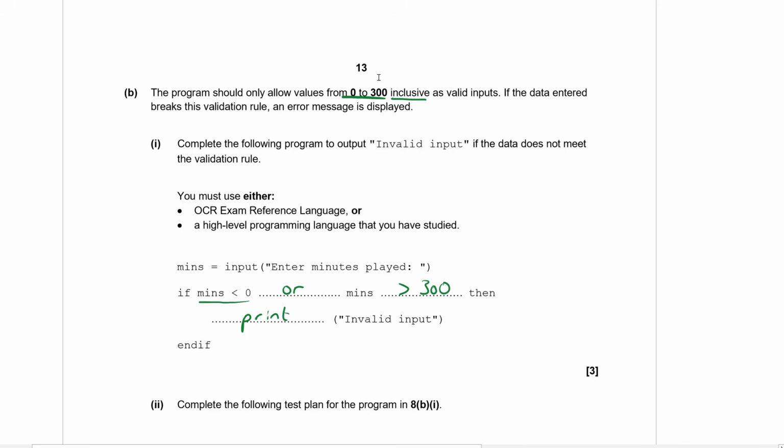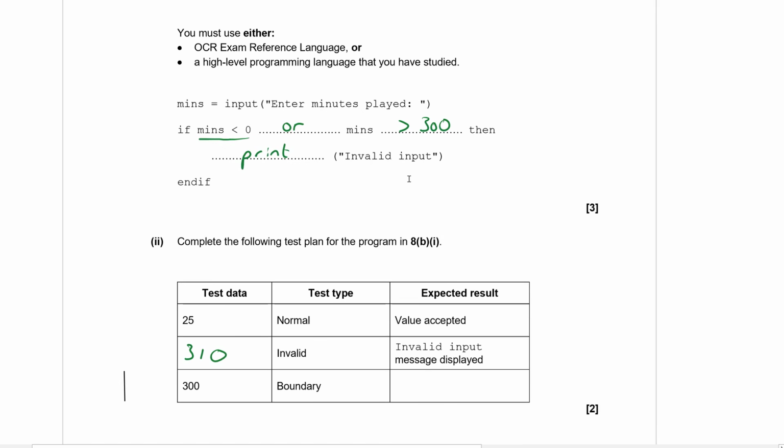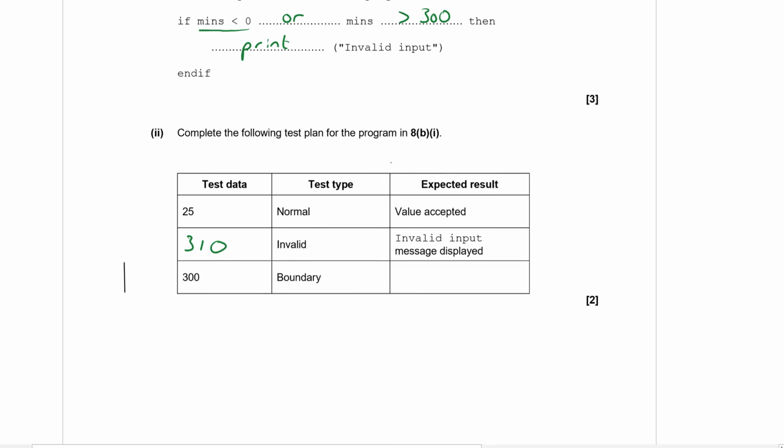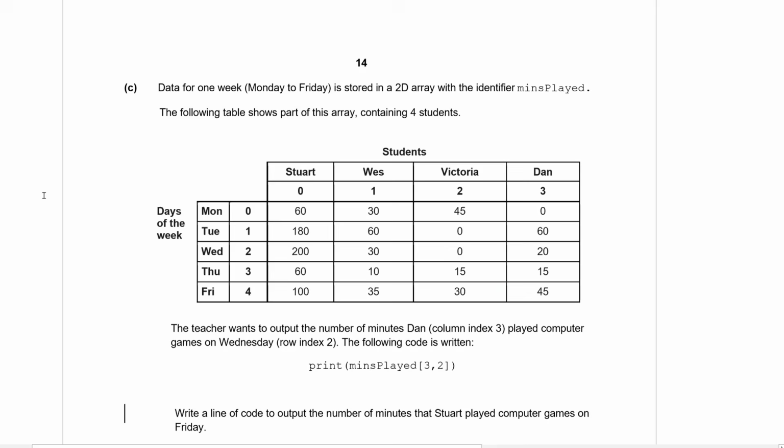If it was one more, it would be invalid, but as it is valid, it's on the boundary. If we had a less than or equal to sign, that would mean it wouldn't work as it should. So what happens here is it just says value accepted because it is valid, it's just on the boundary.